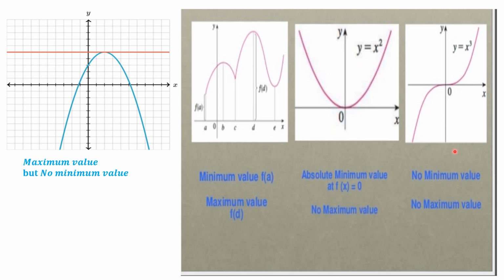In the fourth one, this is the graph of x cube. It goes on like this, and here downwards also. Here there is no maximum value and minimum value. That means what I am saying is, a function may attain only maxima, may attain both maxima and minima, may attain only minima, or may not attain both maxima and minima.